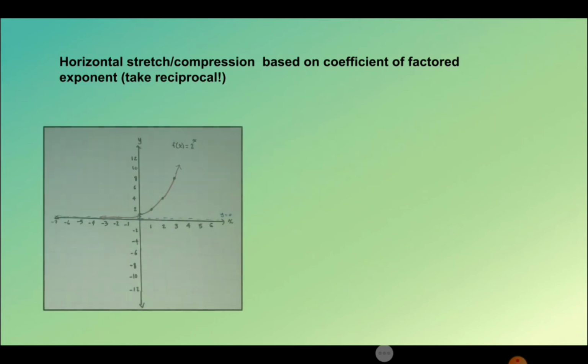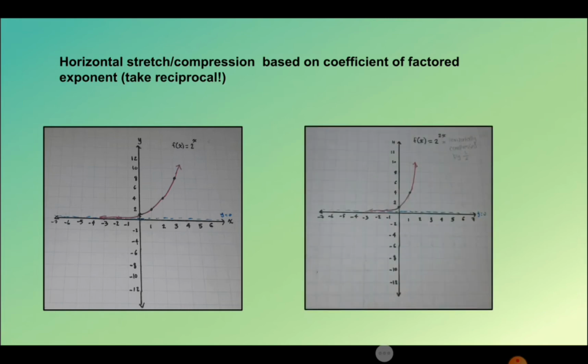Okay, and then a horizontal stretch and compression. We have to use the factored version again, and it's that coefficient that determines if it's a stretch or compression. And here we have to take the reciprocal of that factored number to see if it's a stretch or compression. So for example here, the factor was 2, and when you take the reciprocal you get a half, and you can see that the graph is compressed by a half.